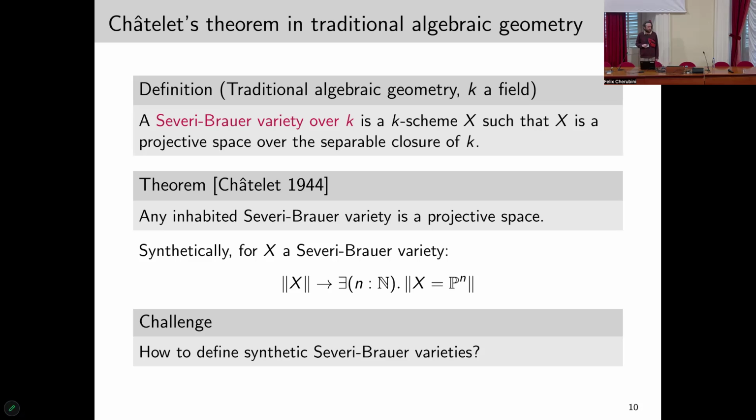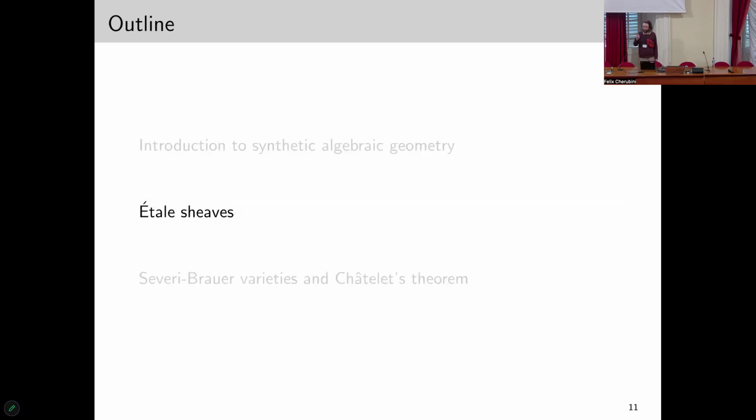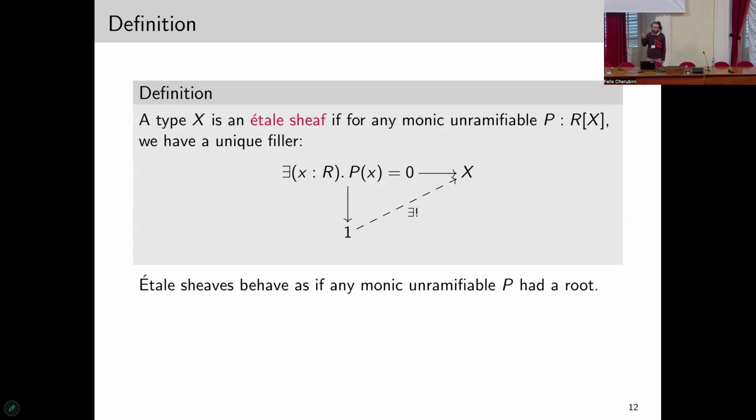And here the way we will proceed is that we will use étale sheaves. So what are étale sheaves? First I give the definition. I say that a type is an étale sheaf if, for any monic unramifiable polynomial, and here, unramifiable, I will not explain precisely what it is. I will just say that separable implies unramifiable. And I will also say that you could actually just use monic polynomials and all the results in this talk would work as well. So you don't have to worry too much about it.